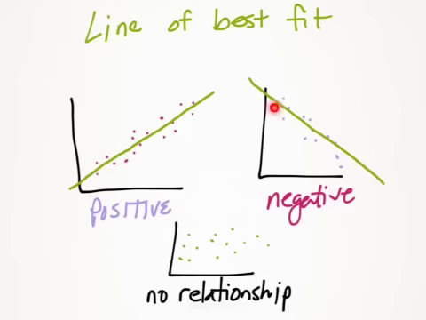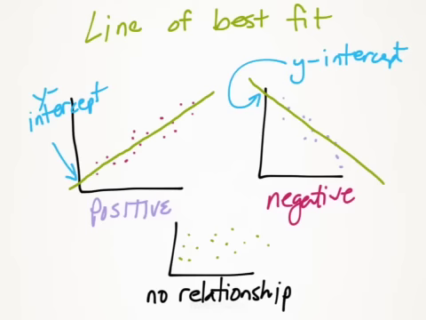Now notice both lines go through the y-axis, and that's important because those are known as the y-intercepts. That's where the line intersects the y-axis. You'll be using that for the project you're going to be working on in class.